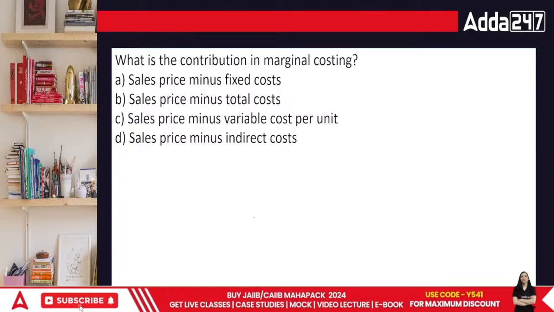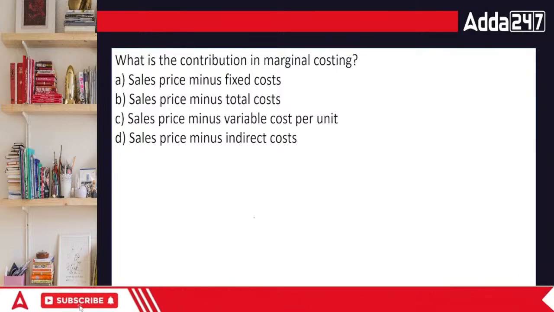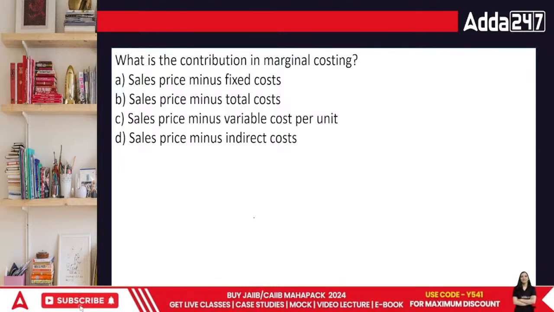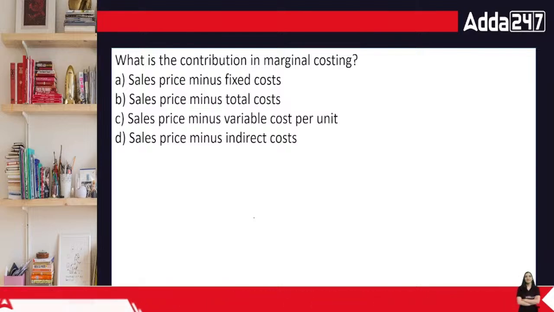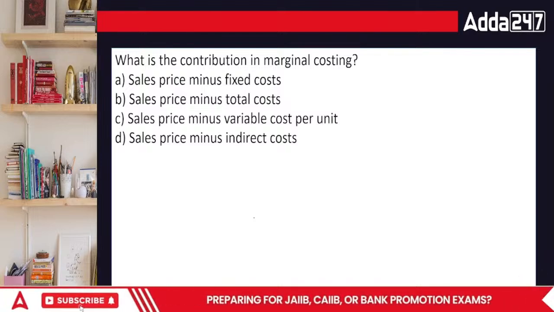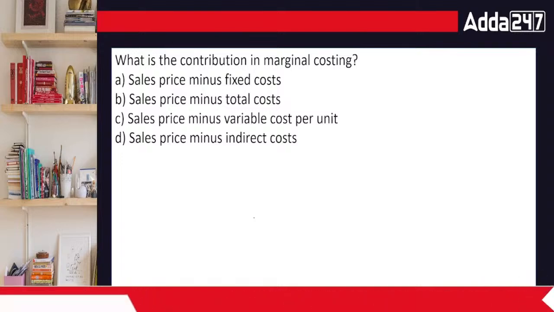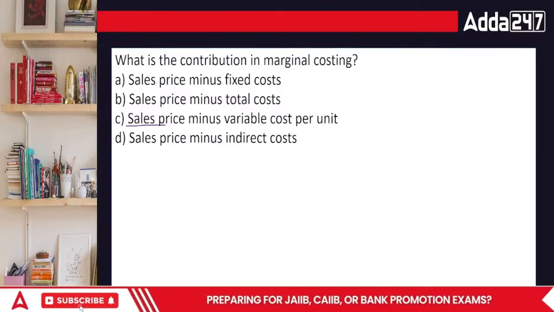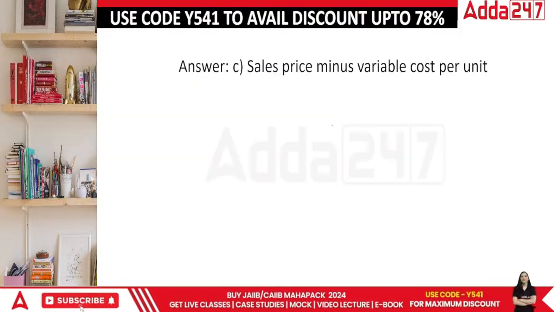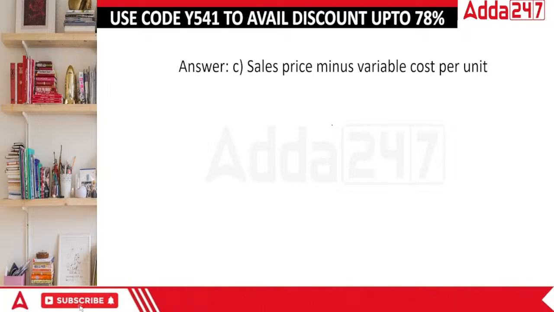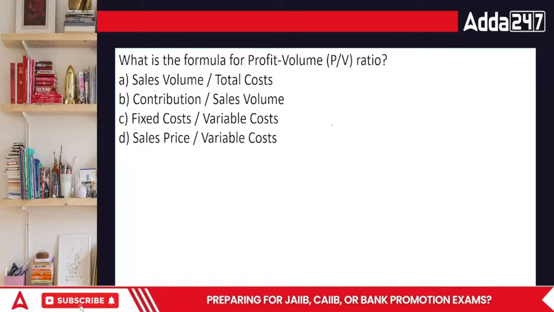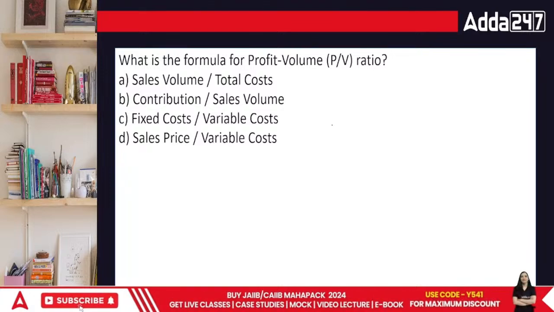Next point. What is the contribution in marginal costing, everyone? Sales minus fixed cost, sales minus total cost, sales minus variable cost, or sales minus indirect cost. Sales minus variable cost. We have done this part now. Okay. Next point. What is the formula for PV ratio? We have talked about this as well. I hope you're going correct in this case.